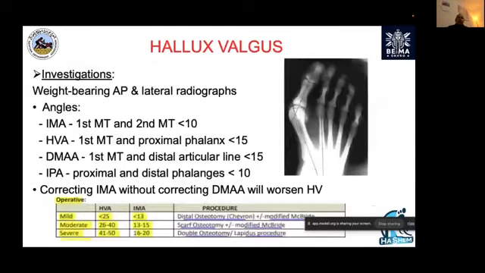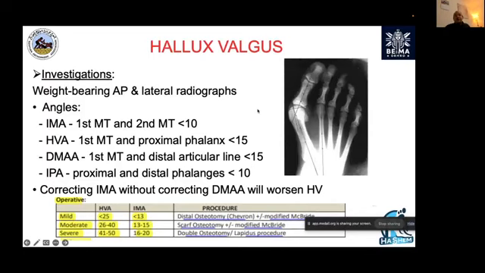So we diagnose it with weight-bearing X-ray. We have to draw some lines and see some angles. The most important for us is the hallux valgus angle, which is between the longitudinal axis of the proximal phalanx and the longitudinal axis of the first metatarsal, and this should normally be below 15, 16 degrees. Then you have the intermetatarsal angle, between the longitudinal axis of the second and the longitudinal axis of the first metatarsal, which should be within 10 degrees.